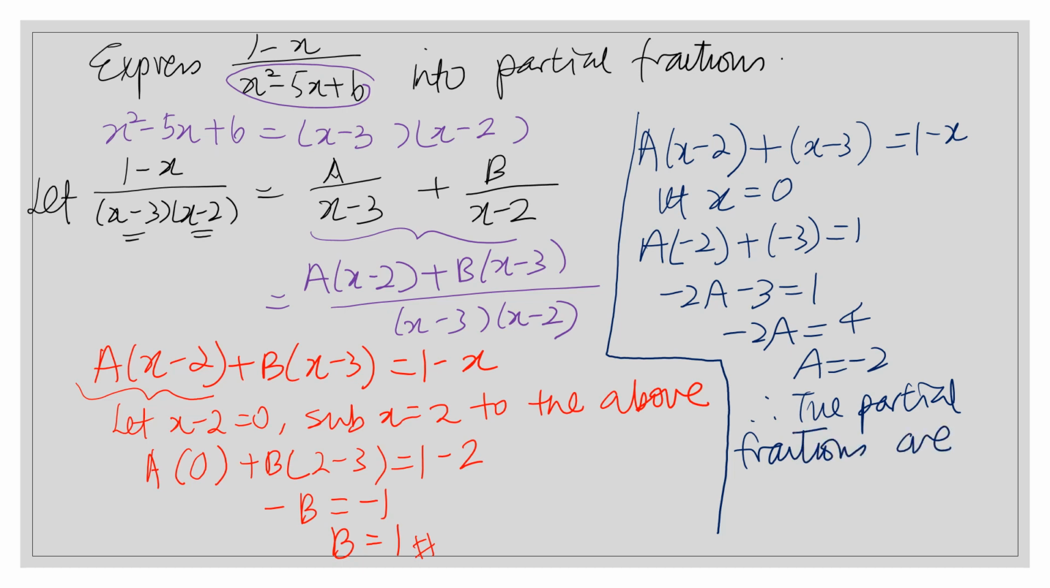a is negative 2, so it's negative 2 over x minus 3. b is 1, so plus 1 over x minus 2. So basically this is how you solve questions where the denominators comprise two linear factors.